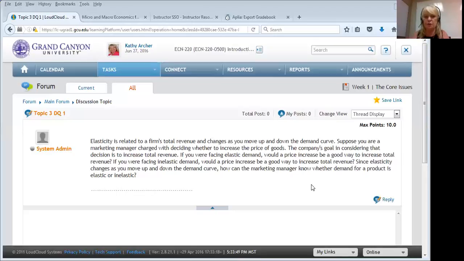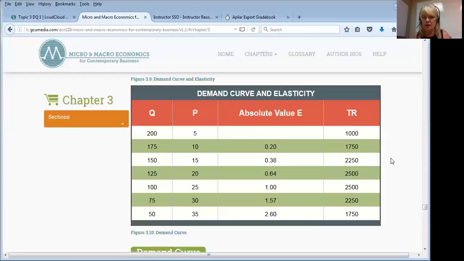So now that we've kind of sorted that out, let's think about this. Many times students tell me that the way you know whether something is elastic or inelastic is whether it's a necessity or a luxury. That's not true. What we find is elasticity changes as you move up and down the demand curve. At relatively low prices, elasticity tends to be very inelastic. So you can take the price up a bit and you're not going to lose all that much quantity.